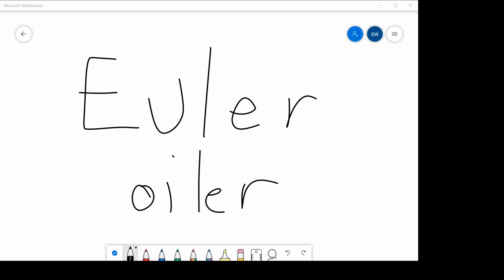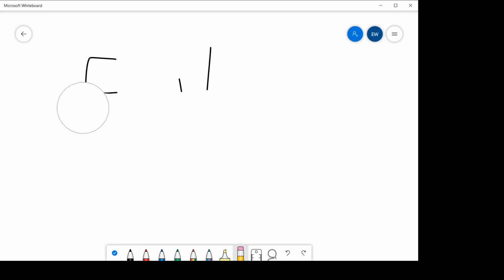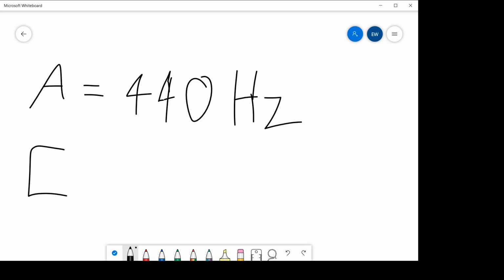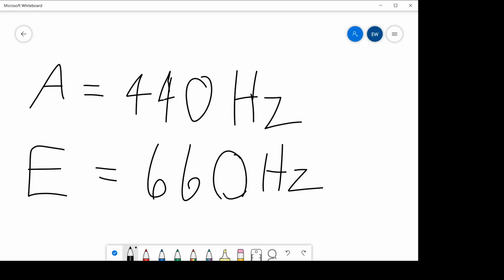So the fractions represent the ratios. Again, I'll give the example. Let's say we have A at 440 hertz, and then we have the E above it. In just intonation, or in Pythagorean tuning, we would have 660 hertz. This means that the perfect fifth has a ratio of 3 to 2. So some people write ratios like this. I'm just going to do fractions because I think the colon thing is kind of stupid. Just my opinion.